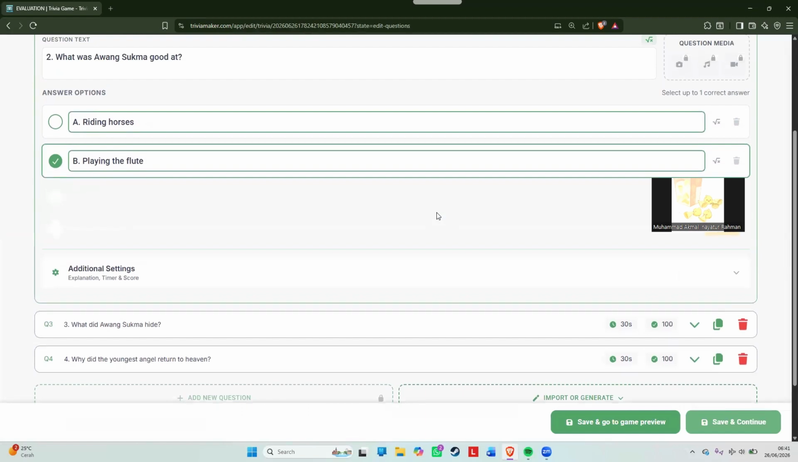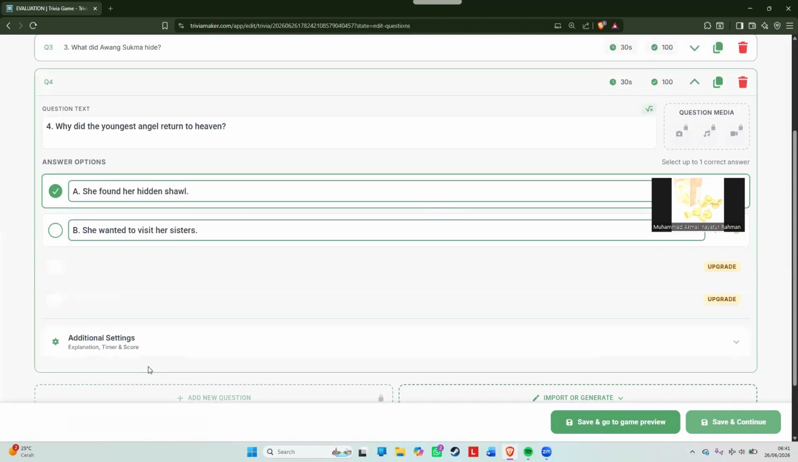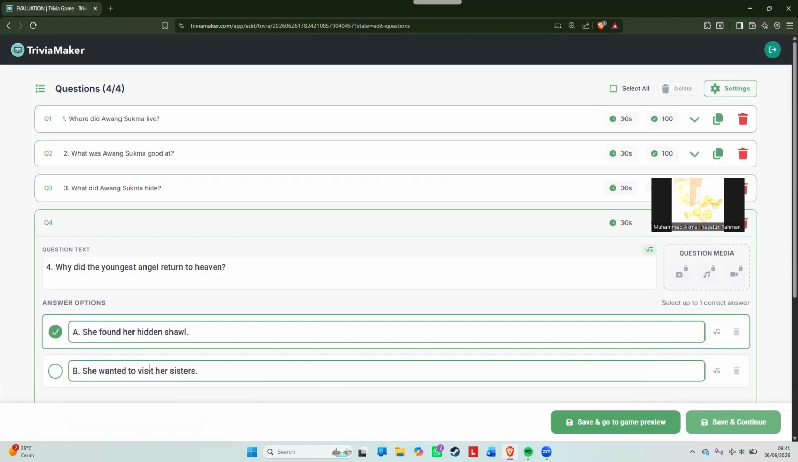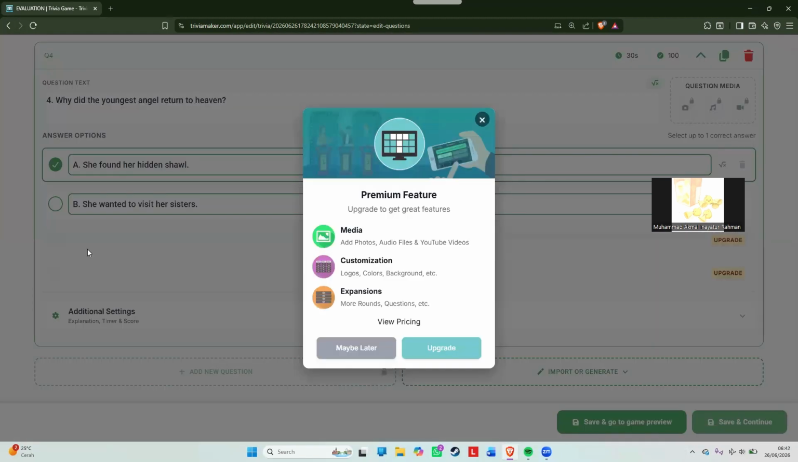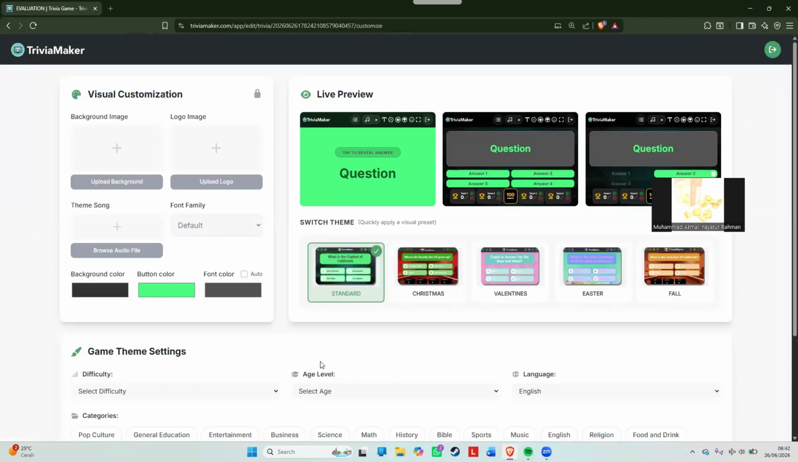What was Awang Sukma good at? What did Awang Sukma hide? And why did the youngest angel want it to happen? If you have a question, why are you using only A and B? Where are C and D and E? Unfortunately, I can't use those because it is paywalled. If I try to do that, you'll need to have the premium feature, which I don't have. So yeah, now let's try doing the multiple choice answer.